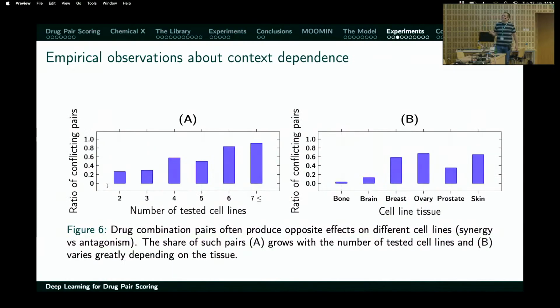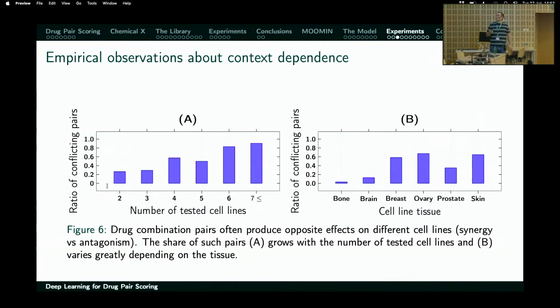Some other empirical observation is that if you have a drug pair that you have tested on at least 7 cell lines, then 80% of the time there is going to be a conflicting pair with what you have observed. What I mean by that is that if you have tested a pair of drugs for a specific cancer cell line 7 times, let us say it's always synergistic, but in 80% of the cases you will also observe that it's actually fueling cancer growth instead of slowing it down in a synergistic way.